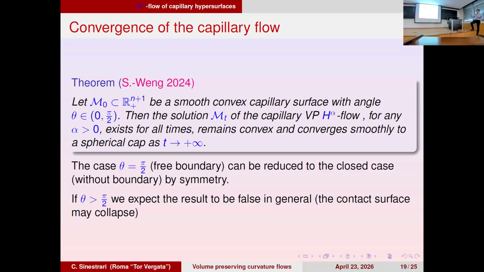We need a certain sign of cosine theta in certain maximum principle arguments, but we expect that with an obtuse contact angle we may have something like this, which may possibly develop a neck pinch on the contact surface. So the result may be false in general.